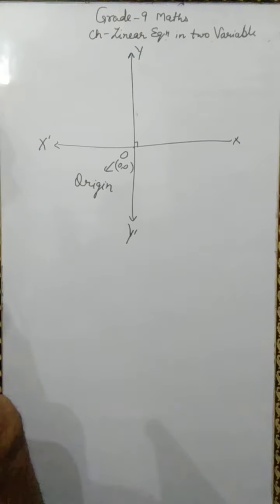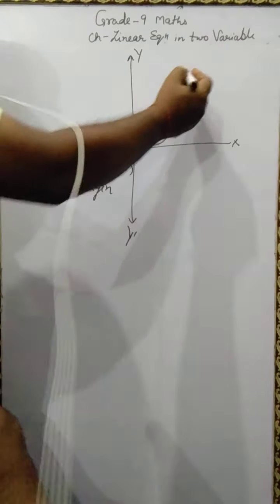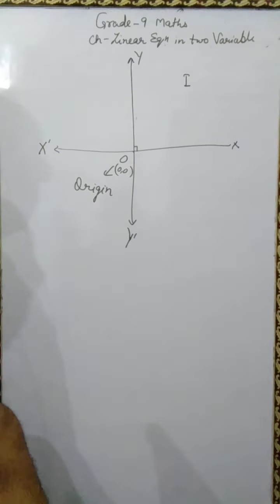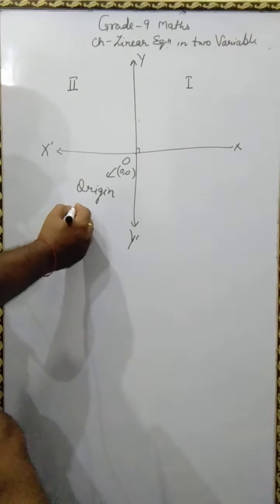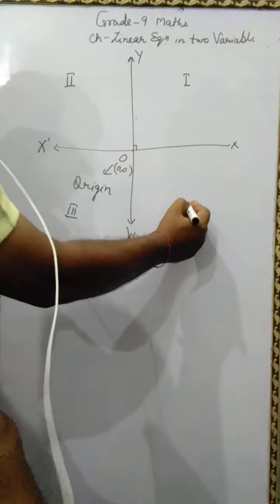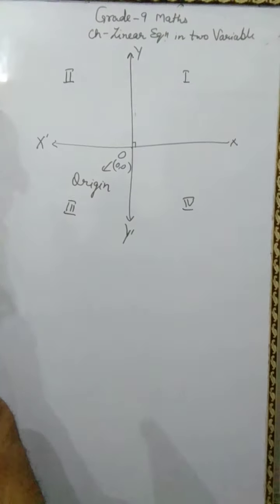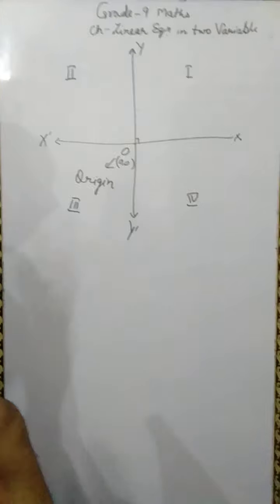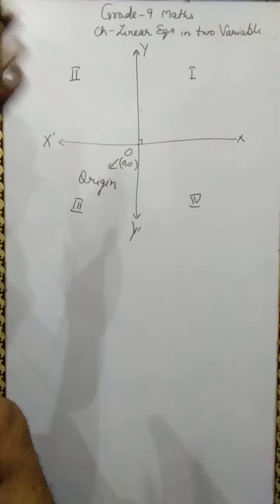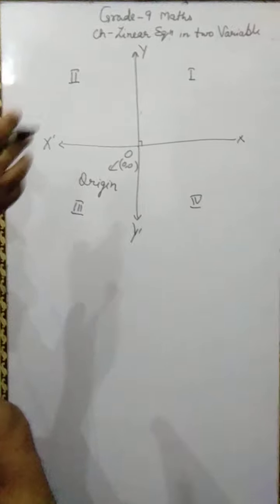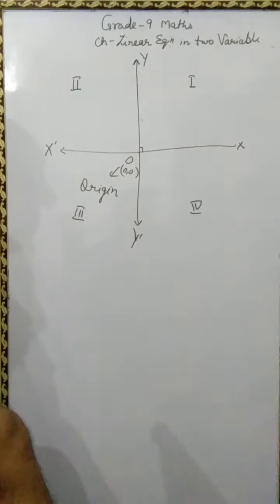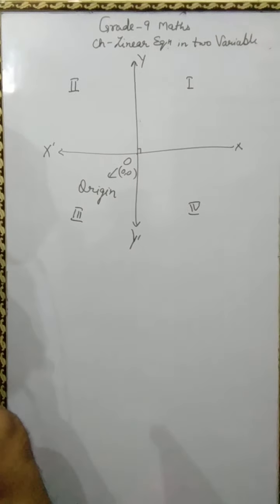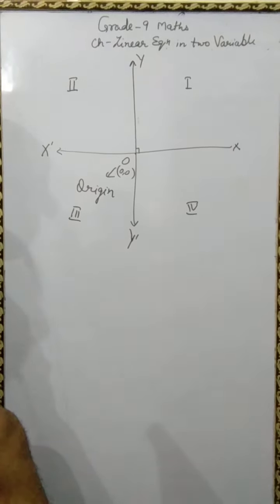Right? I told you this portion is the first quadrant, which is enclosed by the positive x axis and the positive y axis. This is the second quadrant, this is the third quadrant, and this one is the fourth quadrant, right? After this, we have the first, second, third and fourth quadrants, and the origin. Individually, an axis is a real line, correct?